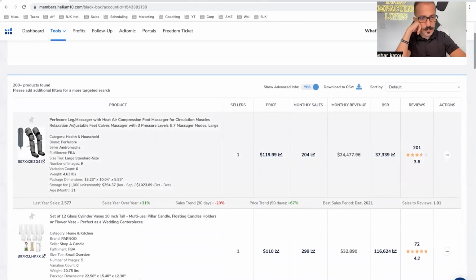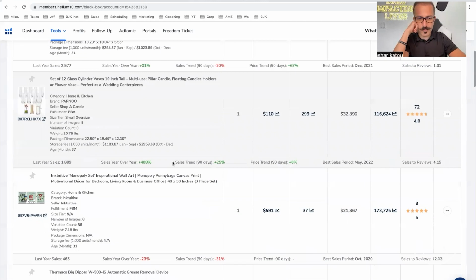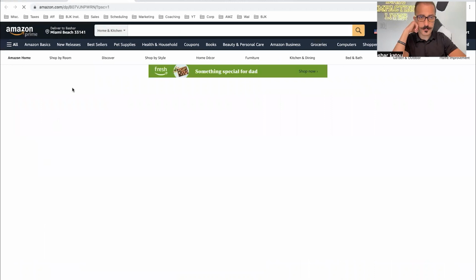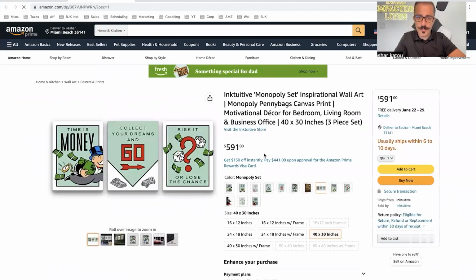What is that? So, leg massager with heat. Okay, usually I don't do anything electronic. I don't do anything medical, because you're going to need special approvals, and then there's problems with the artwork. Okay, this is cool. This could be something. So I'm going to click here, and it's going to open up. All right, so this is a Monopoly artwork.